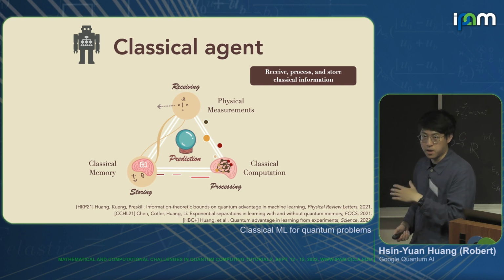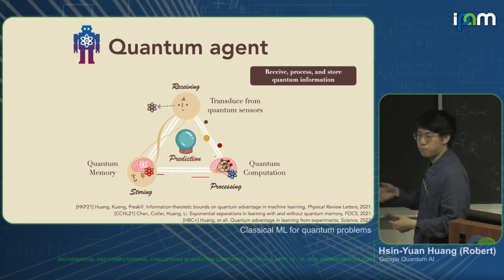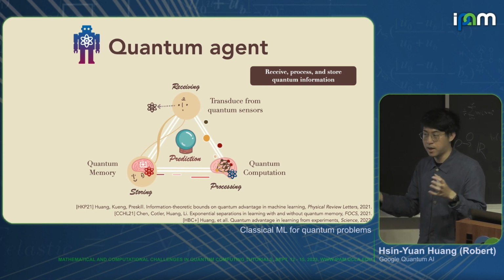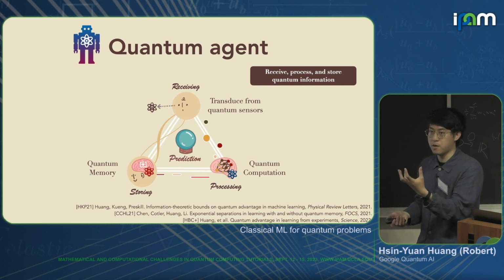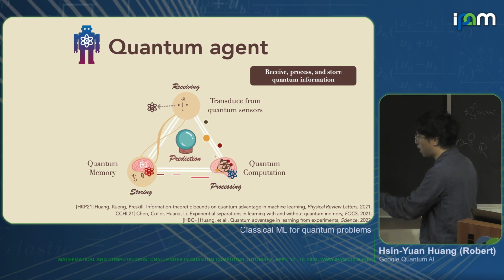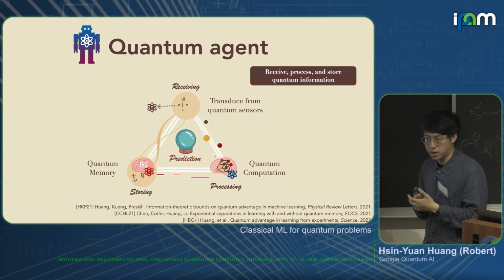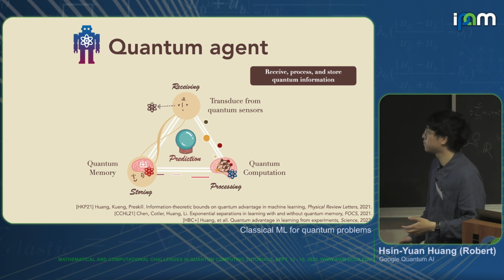On the other hand, as quantum technologies start to develop, one can imagine there are these quantum learning agents. The quantum learning agent receives, processes, and stores quantum information. So for example, in the future, there could be a quantum learning agent that has a quantum sensor that can take quantum information from the world. And then it can store that quantum information in a quantum memory instead of a classical memory. And it can perform quantum computation to process this quantum information, to perform learning, and to perform prediction. So that's the distinction between quantum agent and classical agent.